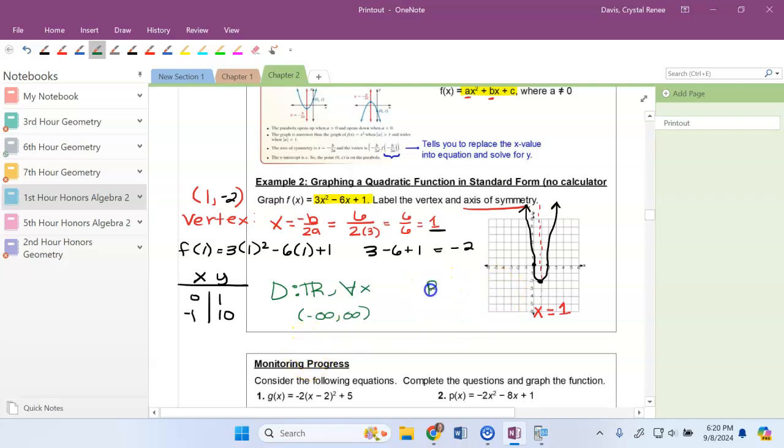My range does have a stipulation. Remember, my range is my y value. So when we're talking about up and down, this is as low as it goes. So my range is everything greater than or equal to, because it does equal -2 right there. If I write this in interval notation, it's less than or equal to, so I can use a bracket, and -2 is the least amount it goes, and then it would go all the way to infinity.